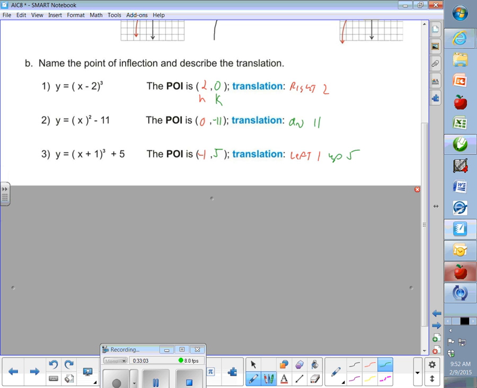All right. Again, the first is the X coordinate. Left or right. Positive's right. Negative's left. Second is the Y coordinate. Up is positive. Down is negative.